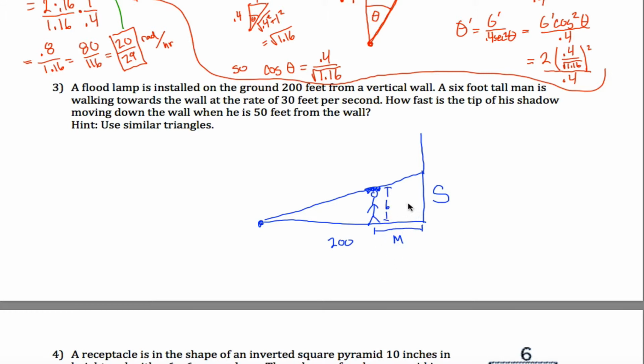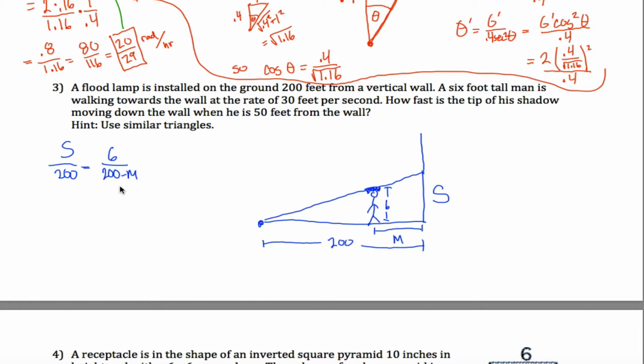Okay, so the trick to this problem is to use similar triangles. I have this big triangle right here. Note that 200 goes all the way from here over to here. So this big triangle has a height of S and a base of 200. And this smaller, similar triangle right here has a height of 6 and a base of, well, it's not the full 200, it's 200 minus whatever M is. So I get this equation right here.